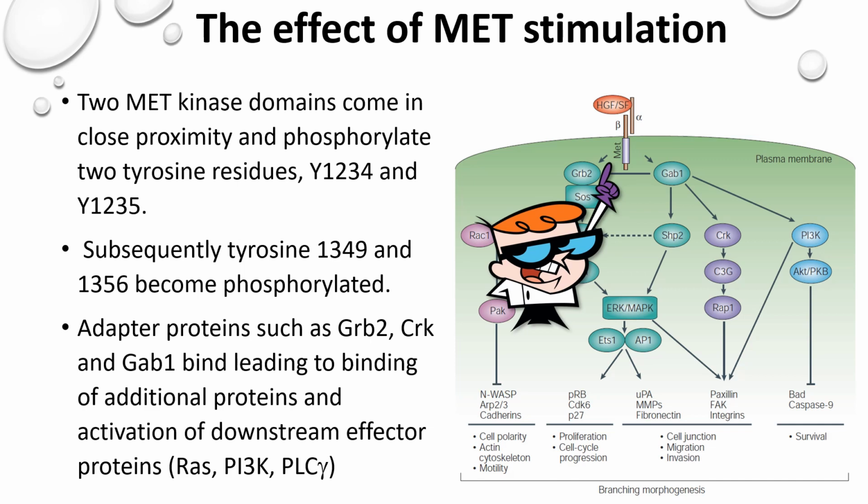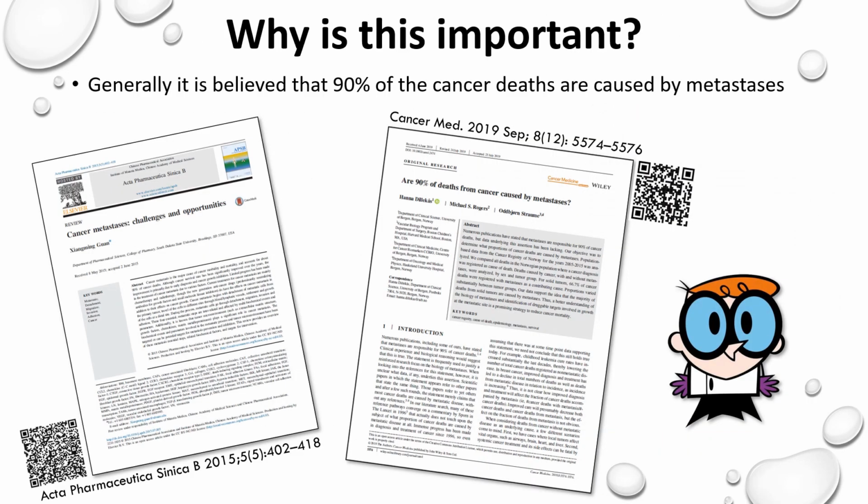And why is this important? This is extremely important because we generally believe that 90% of cancer deaths are actually caused by secondary tumors that occur after metastasis takes place: the spreading of tumor cells through our body using the bloodstream or the lymphatic system, and these cells establishing themselves in different tissues and different organs where they cause big problems.